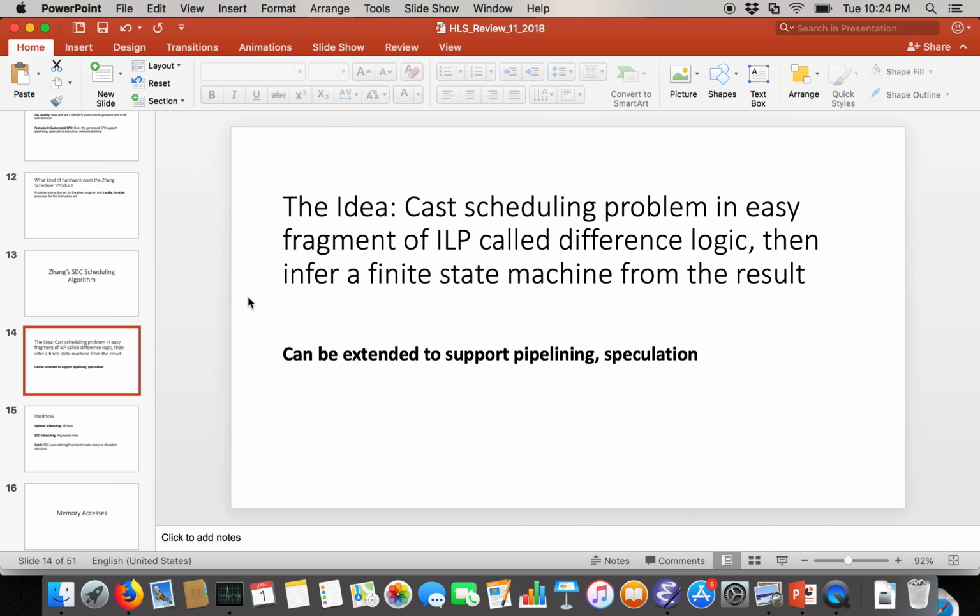And actually, the name SDC scheduling stands for System of Difference Constraint Scheduling, because the integer linear programming problem that we come up with, if you remember from the first videos about scheduling, really is just a bunch of constraints about the order on integer variables. That's an easier fragment of integer linear programming called difference logic, where technically it's an ILP problem, but the constraints are so simple that all you're really doing is coming up with an order on events in time, or more precisely, an order on intervals in time, where each interval represents an operation being executed.